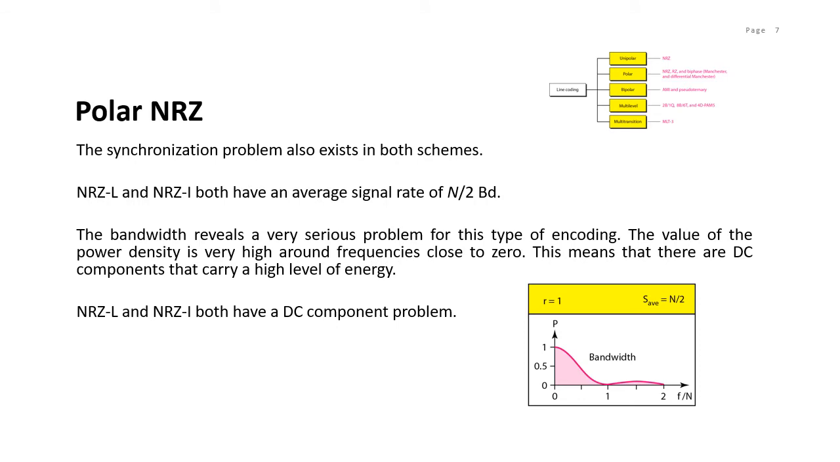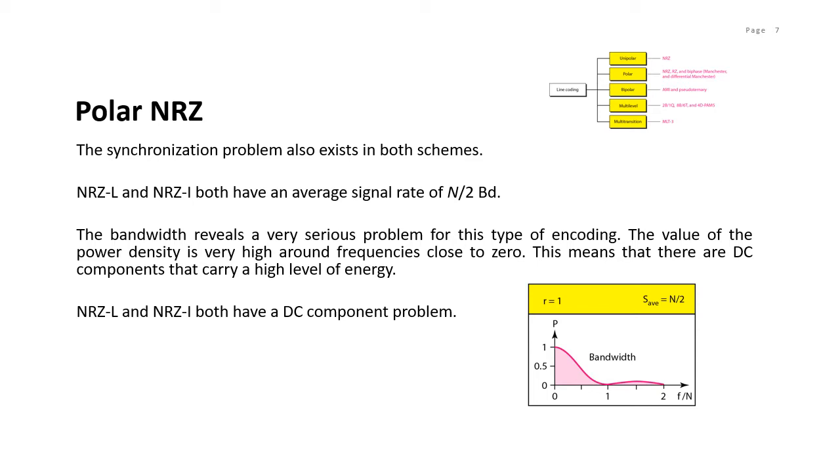When sender and receiver clocks are not synchronized, it causes a synchronization problem, and this exists in both NRZ-I and also NRZ-L. Again, the problem is more serious in NRZ-L or NRZ level compared to NRZ invert, because long sequences of zeros cause a problem in both schemes, but long sequences of ones only affect NRZ level.